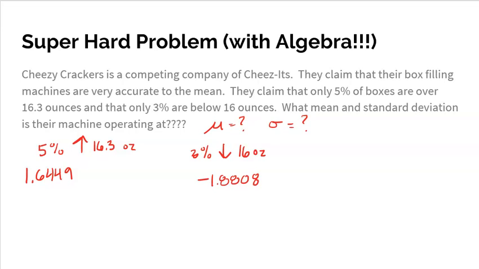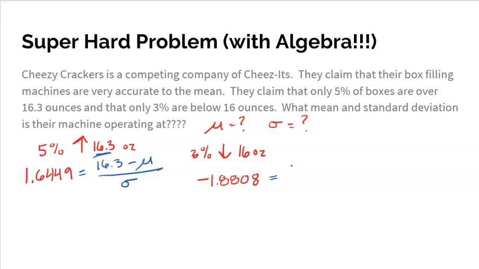Okay, so now what we have to do is take the information that we gained right here and somehow create some equations. Well, here we go. Remember, these are z-scores, right? So what's a z-score? A z-score is equal to a particular value. Oh, wait a minute, I know that value, 16.3, minus the mean divided by the standard deviation. So again, remember, this z-score represents the value with 5% above it, 95% below it, and I was told that that value was actually 16.3 ounces.